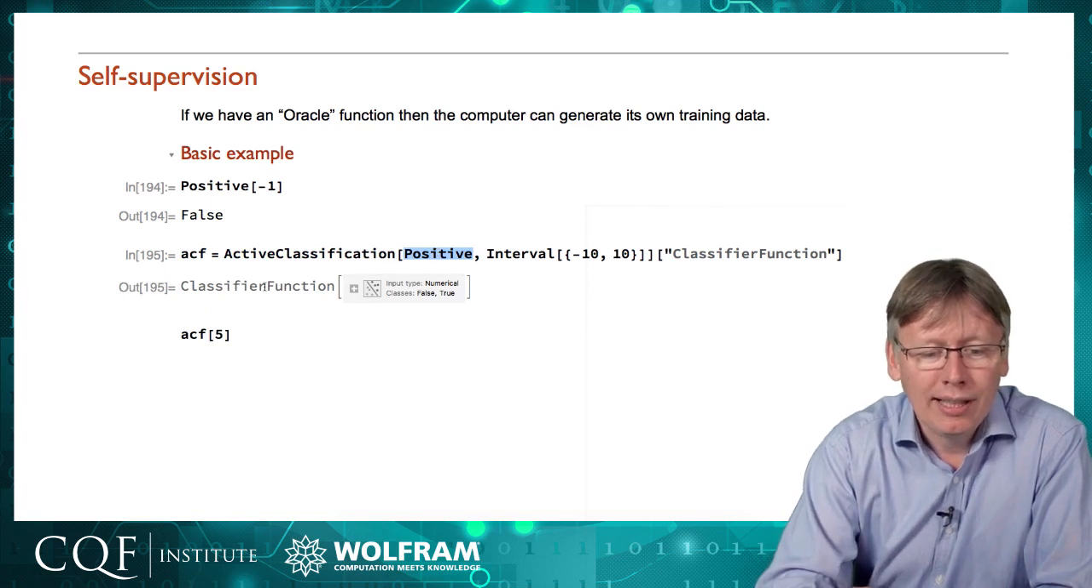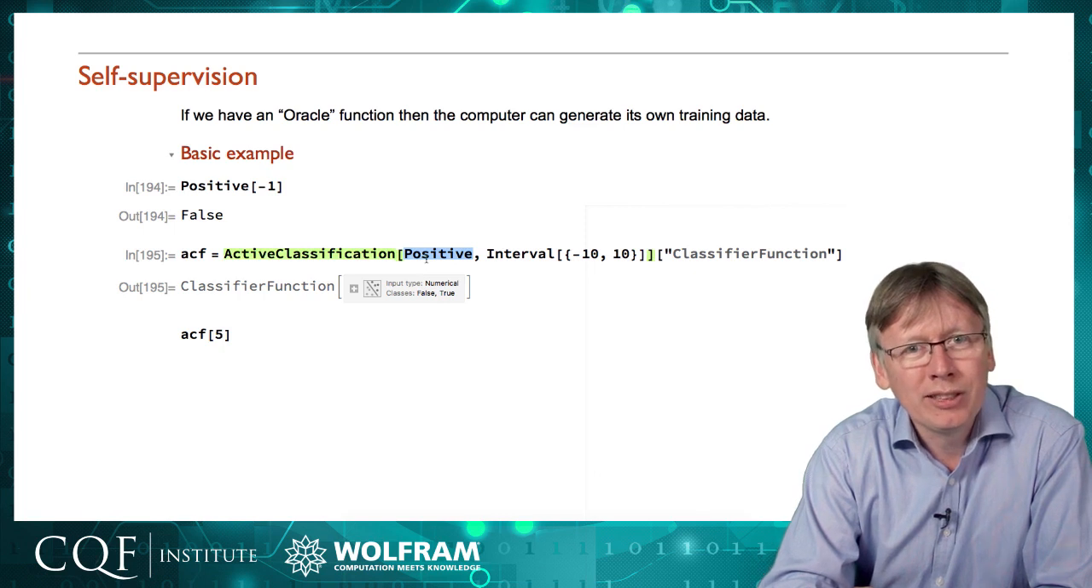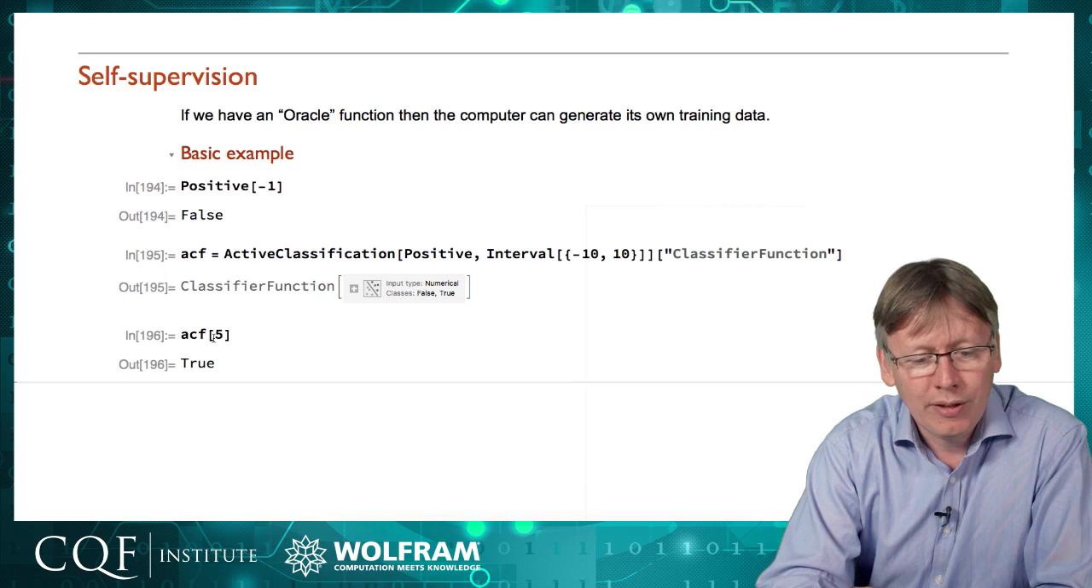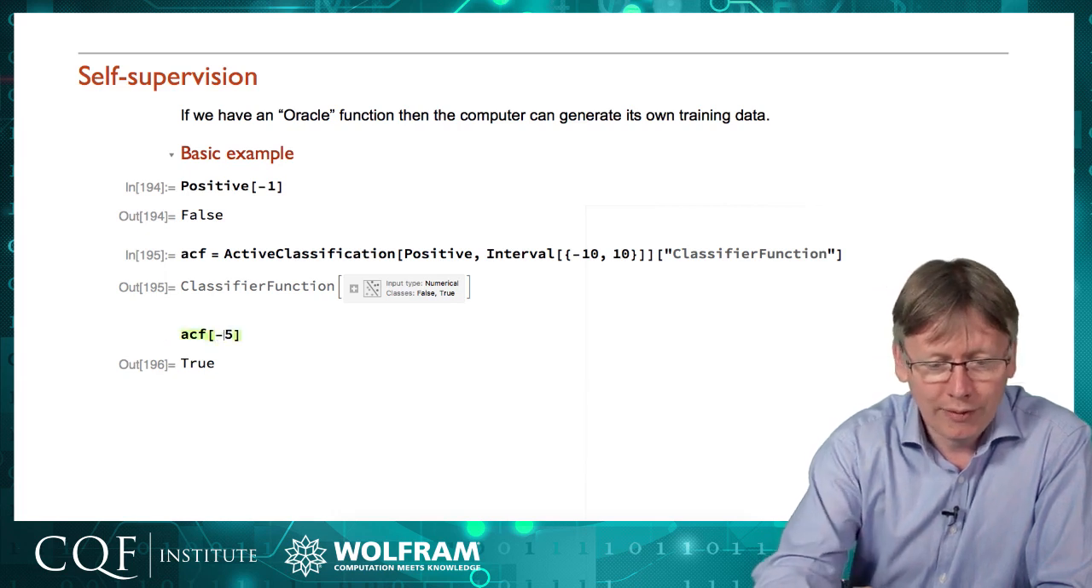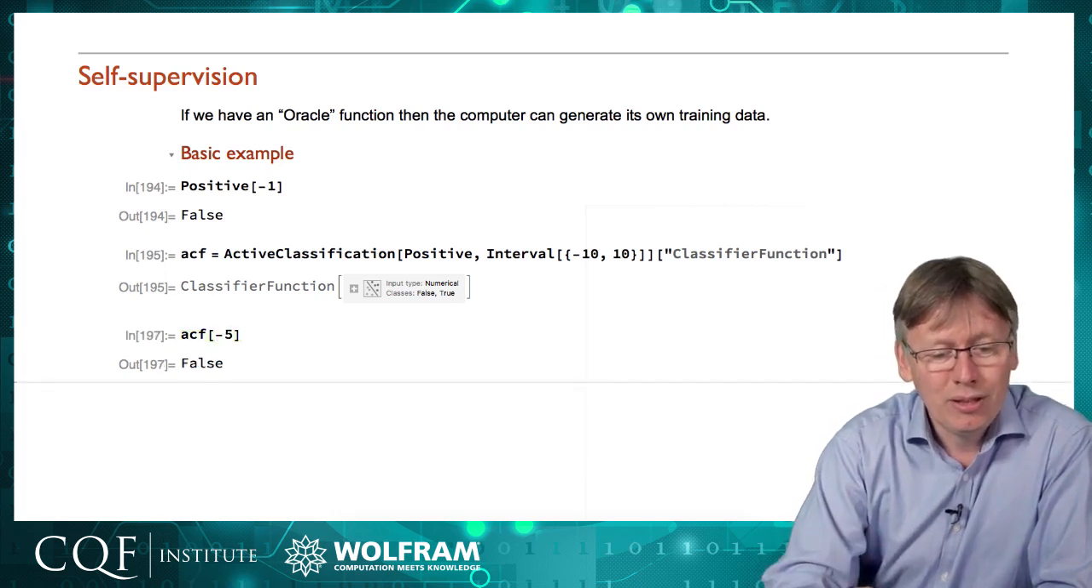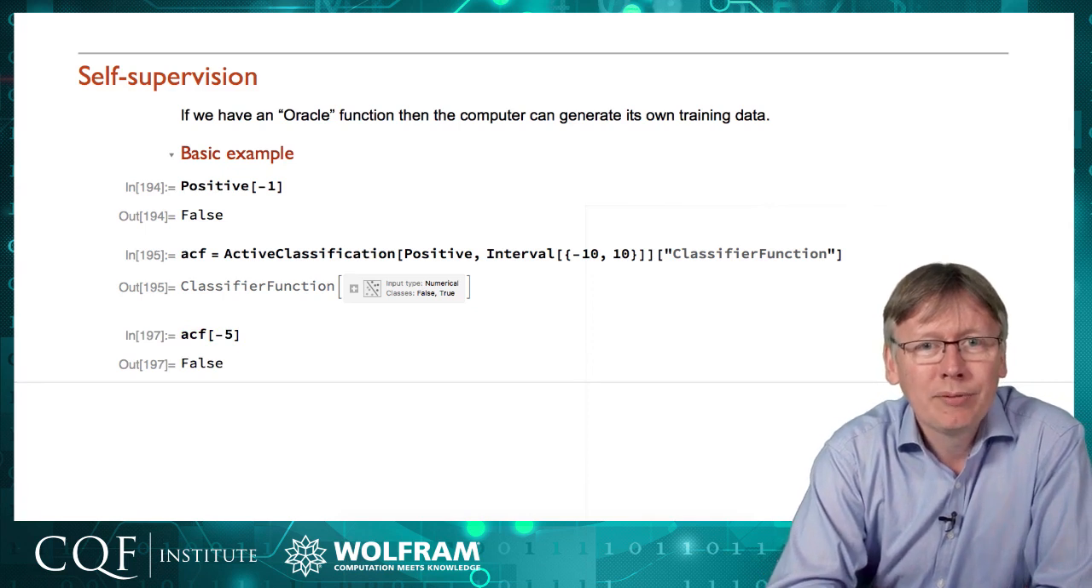And now we've got a classifier function that is based not on the exact logic of positive, but on its experience of using the function. And hopefully that will now give the same results as the positive function: if I give it a positive number, it gives me true, and a negative number, it gives me false.